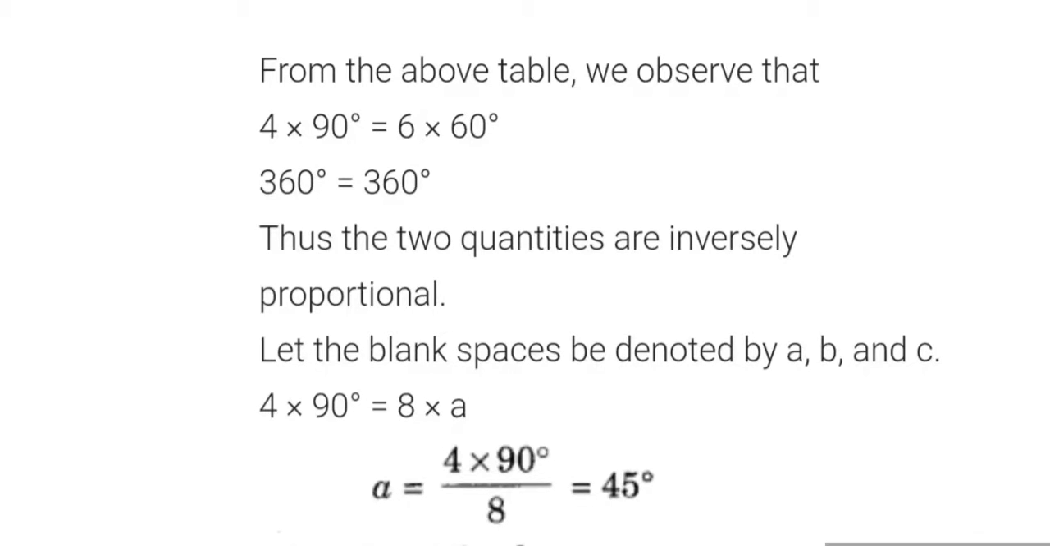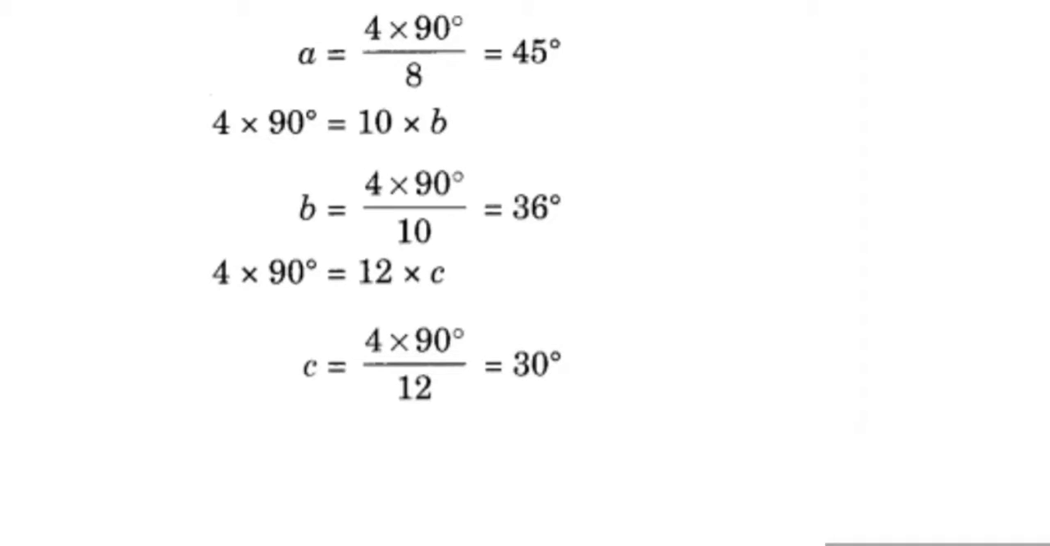So same as before, we will find A, B and C values. 4 into 90 degree is equal to 8 into A. So A is equal to 4 into 90 degree upon 8. So A value is 45 degree. Now 4 into 90 degree is equal to 10 into B. So B is equal to 4 into 90 degree upon 10. So B value is 36 degree. Now the last one, 4 into 90 degree is equal to 12 into C. So C is equal to 4 into 90 degree upon 12. So C value is 30 degree. So the answers are 45 degree, 36 degree and 30 degree.